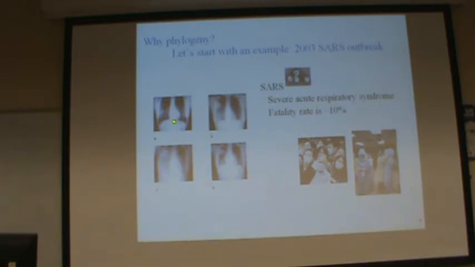I guess this is the initial stage, when you see some kind of fluid and infection in the lung, and then the disease gradually spreads, and at the later stage you will see the lung infected much more. This is maybe some treatment, I don't remember the detail of it. So it's actually a very fatal disease. About 10% of infected patients actually die.